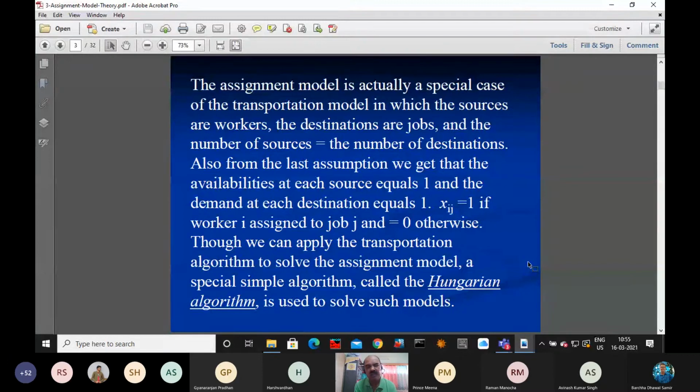The transportation problem we solve in two different phases: phase 1 method and phase 2 method. In phase 1, we find the trial solution. In phase 2, we check whether the trial solution is optimal or not. If it is not optimal, we improve it using the modified distribution method. So this assignment problem we can solve using the Hungarian algorithm. The algorithm is named Hungarian because of a Hungarian mathematician.